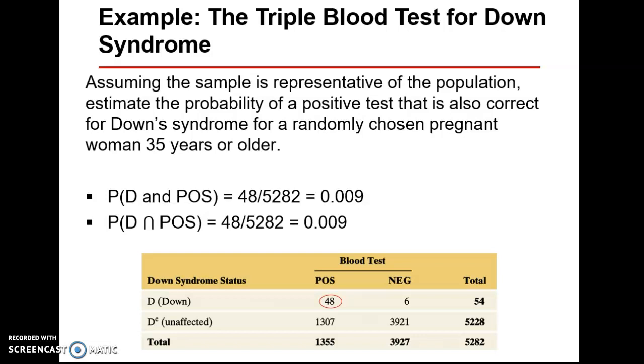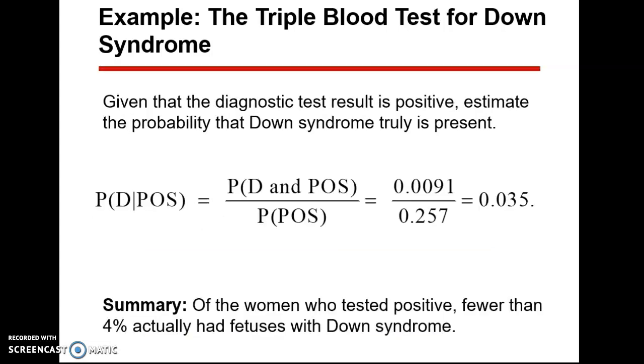We have 0.009. Now, we have this probability of Down syndrome given a positive test.